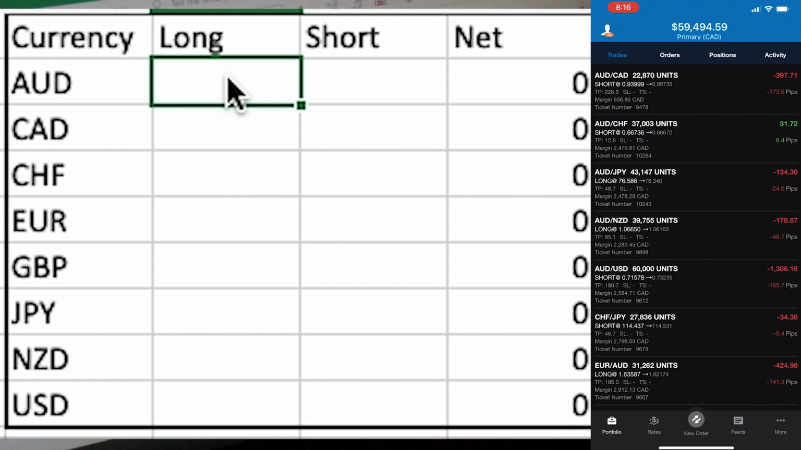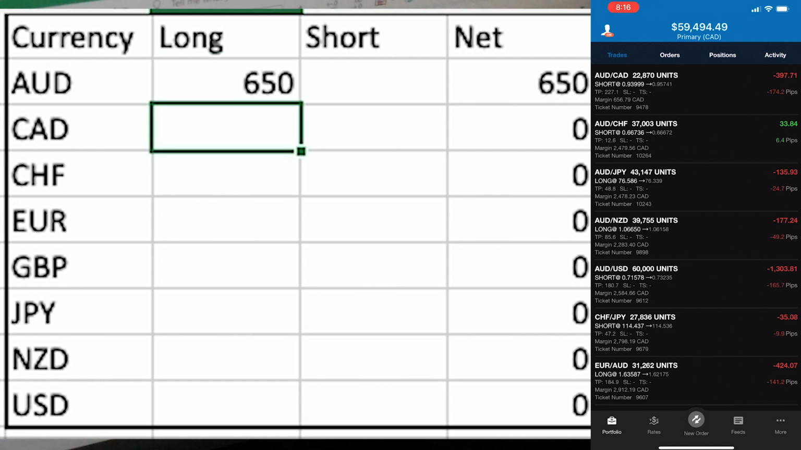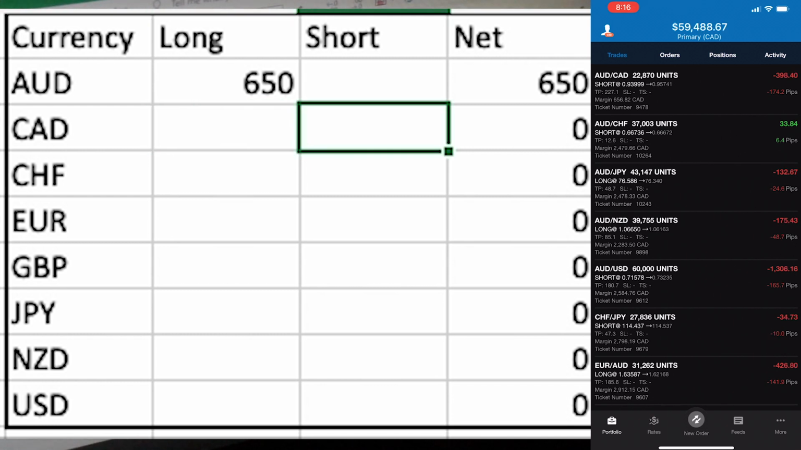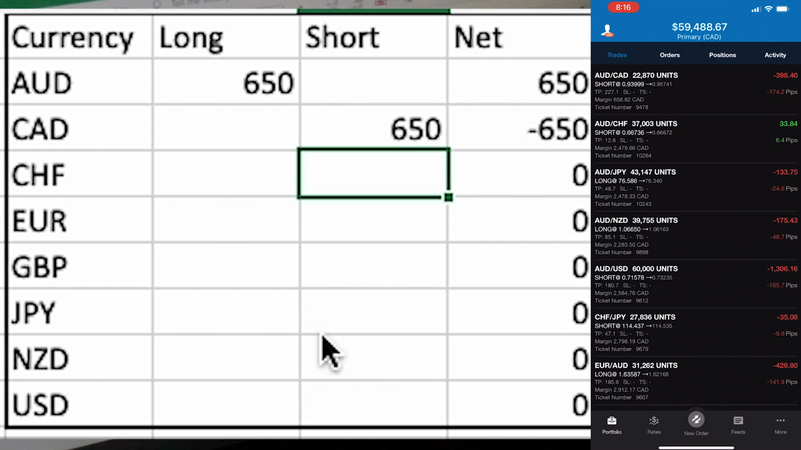The margin used is $650, that's what I would round it to. So I would put in the long column next to the Australian dollar an equal sign, because there are more positions, and I would put 650 for now. Enter. And then next to the Canadian dollar, I would go to the short column and put equals 650. Now you can see the net amount here is plus 650 on the Australian dollar and minus 650. So I'll go ahead and enter all my positions.